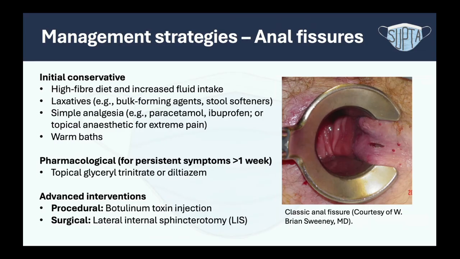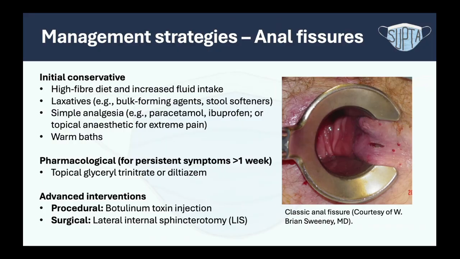Management strategies for anal fissures. It's essentially a small tear or an ulcer in the lining of the anal canal, which can be quite painful, especially during and after bowel movements. So usually you would start with a conservative approach, especially for acute anal fissures. This includes having a high fiber diet, increased fluid intake. You can also give them laxatives if required, pain relief, and also taking a warm bath will help as well.